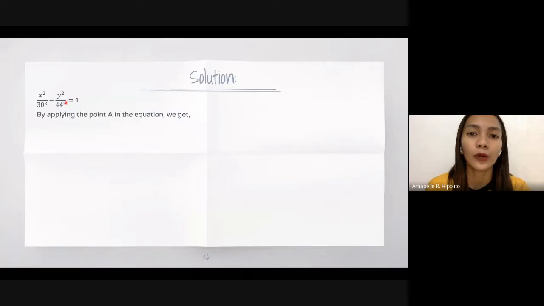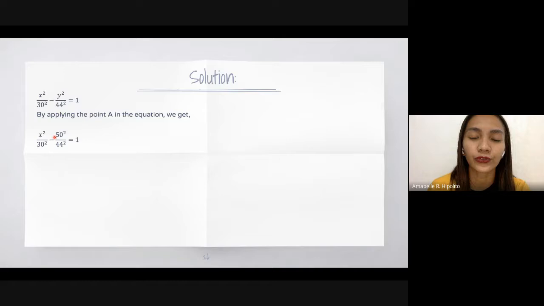Okay? So, we have the standard form, x squared all over 30 squared minus y squared all over 44 squared is equal to 1. By applying the point A in the equation, we get, so the point A is (x1, 50), right? So, the y there is 50. So, we're just going to substitute 50 here. So, we have x squared all over 30 squared minus 50 squared all over 44 squared equals 1. So, to find the value of x, we're going to transpose 50 squared all over 44 squared here to the right side.